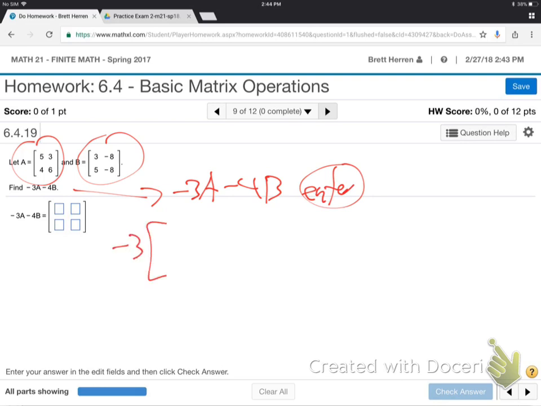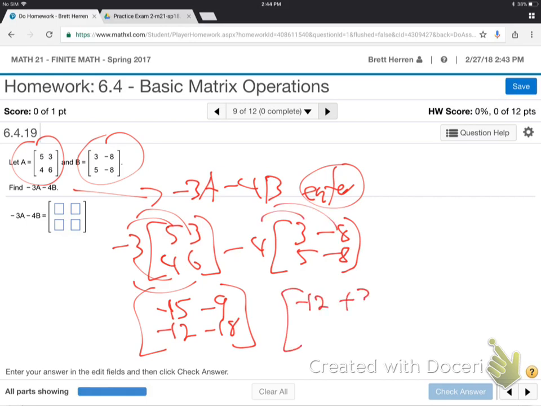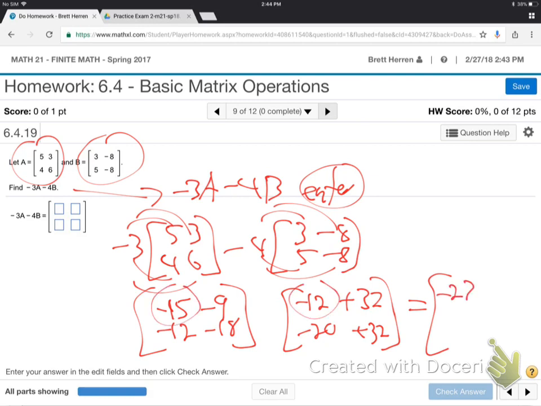So here, I'll do it by hand real quick. What is minus 3 times matrix A, minus 4 times matrix B? This minus 3 multiplies all these, doesn't it? So it'll be minus 15, minus 9, minus 12, minus 18. And then the minus 4 is going to hit them all. So it'll be minus 12 plus 32, minus 20 plus 32 again. And then you would just combine them. 15 minus 12 is minus 27, etc. Is that okay? See what I'm doing there?